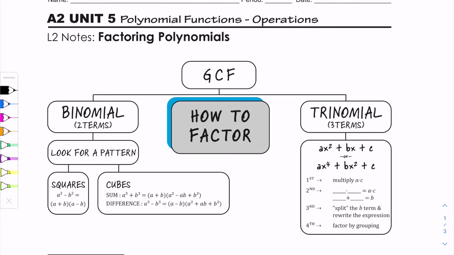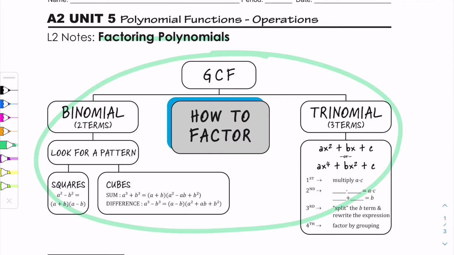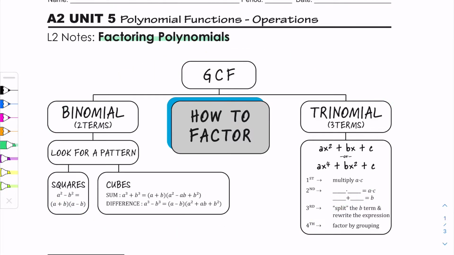Today's lesson is on factoring polynomials. So before we get started on the examples, let's take a look at this. What I have here is a graphic organizer of every way that we've learned how to factor this year. If you follow the graphic organizer, the first thing you always check for is your GCF.